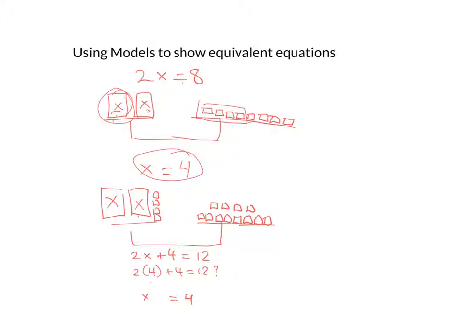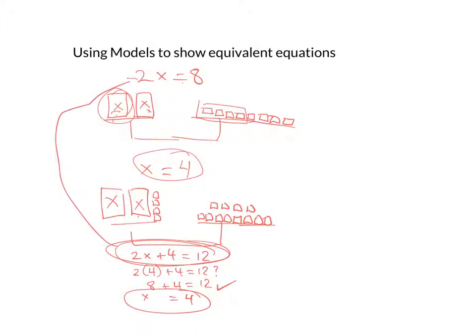Well, 2 times 4 is 8. 8 plus 4, does that equal 12? And the answer is absolutely. So 4 is the solution. So therefore, this equation here is equivalent to that equation there. They both have answers of x equals 4.